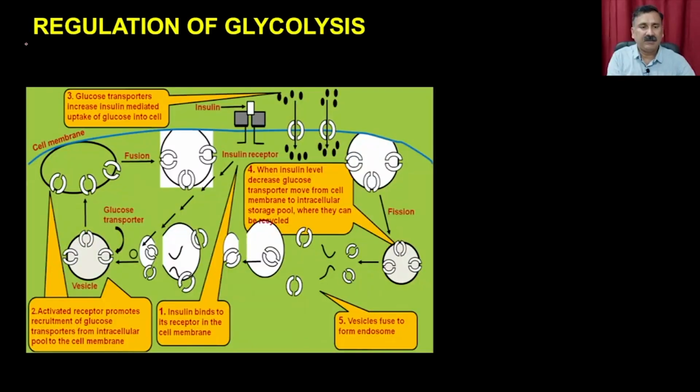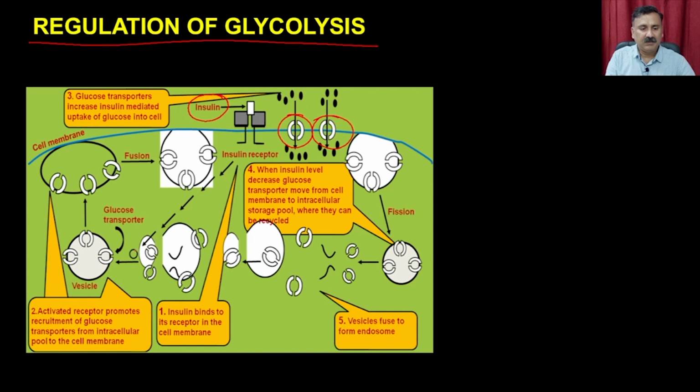Now, how are the different enzymatic reactions going to be controlled, and how can you control glycolysis? There are multiple ways through which you can regulate glycolysis. One is hormonal regulation, which is done by insulin, and that is going to control the uptake of glucose by changing the level of the transporters on the cell membrane.